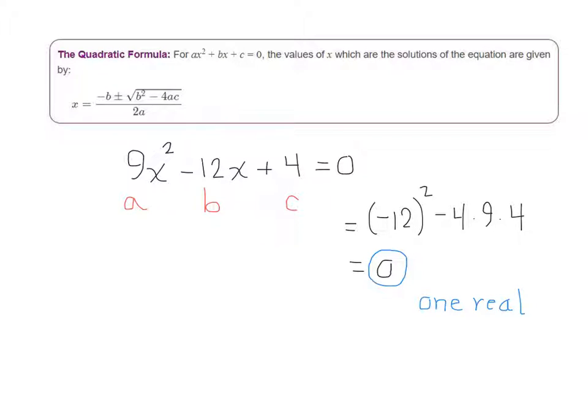If we want to find that real solution, we would continue on with the quadratic formula. Opposite of b would be positive 12, plus or minus the square root of 0, of course we've already said is 0, all over 2 times a would be 2 times 9 in this case. So 12 plus 0 is 12, and 12 minus 0 is 12. So we end up with 12 over 18 as our one solution, which can be reduced to 2/3. So that is the third situation that could exist when you're using the quadratic formula to solve a quadratic equation.